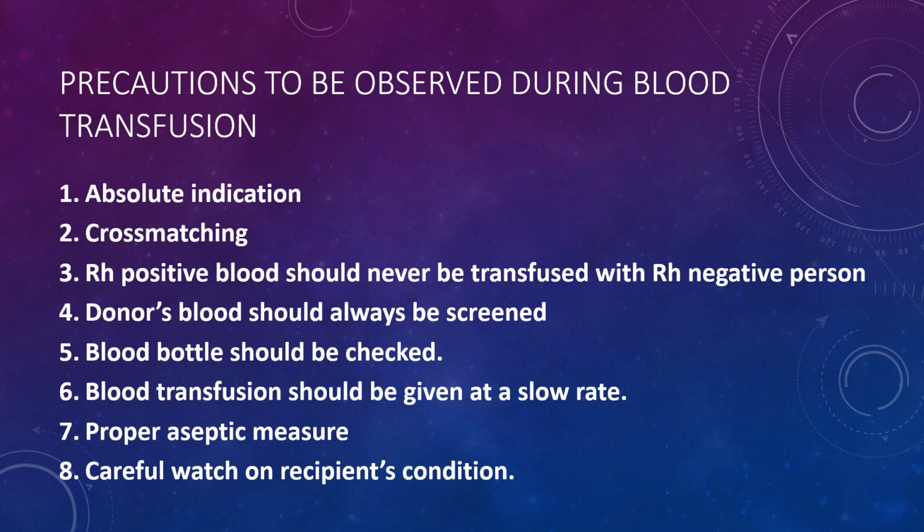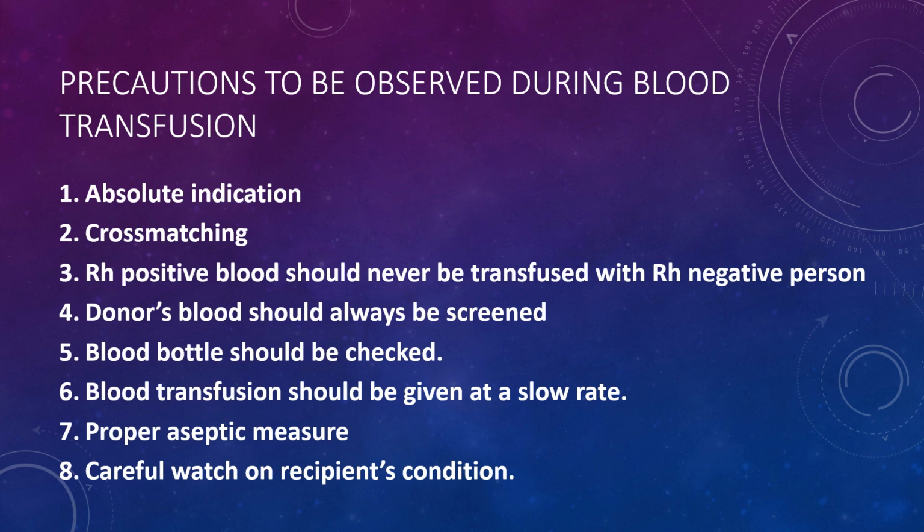In major cross matching, you take the recipient plasma and the donor cells, and if agglutination takes place, it means the major cross matching is positive. It means that there are antibodies present in the recipient plasma which can destroy the donor RBC.